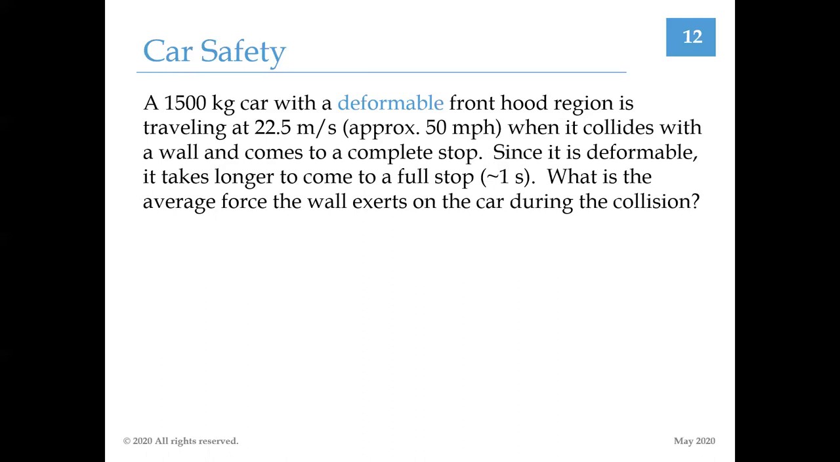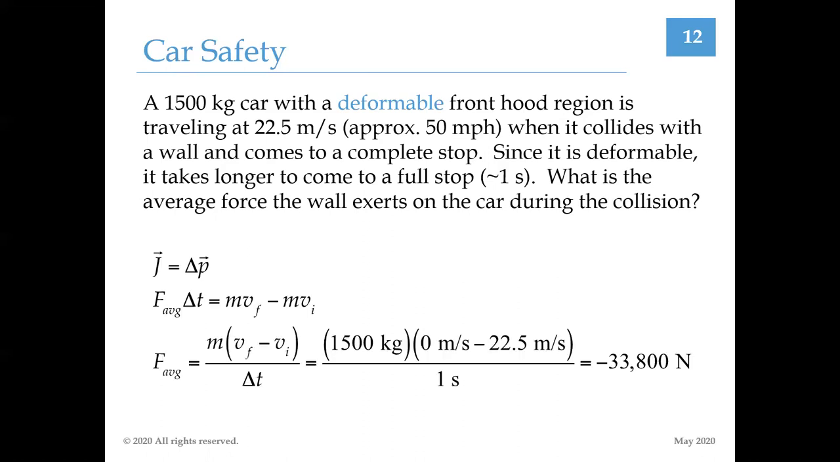So you can think we're probably gonna follow the same basic steps that we did last time. We have J again equal delta P. J is F average times delta T, and delta P is just mass times velocity final minus mass times velocity initial. Again, we divide by delta T on both sides to end up with F average equals M times quantity VF minus VI all over delta T.